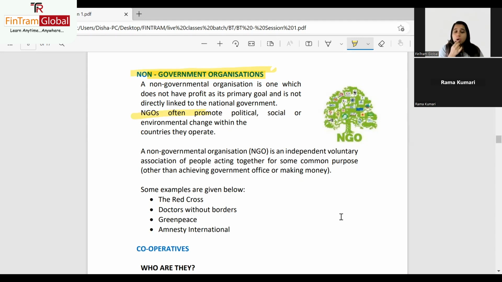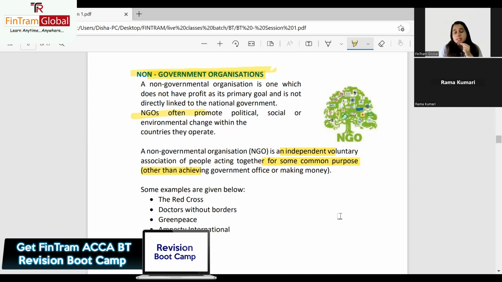There are NGOs always promoting the environmental cause, working towards how we can improve the environment, how we can reduce pollution, plant more trees. So they are all known as, of course, NGOs. So basically, what's the definition of an NGO? It is an independent voluntary association of people acting together for some common purpose other than, of course, achieving any government office or making money.